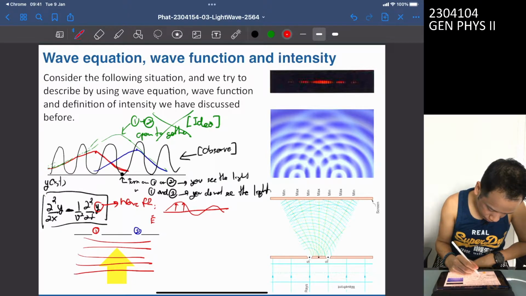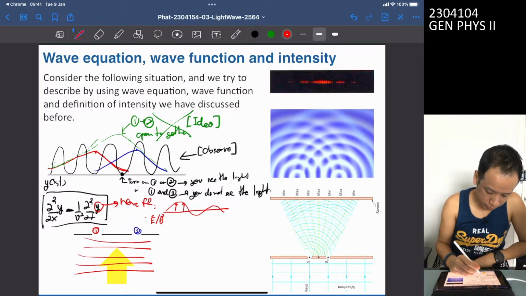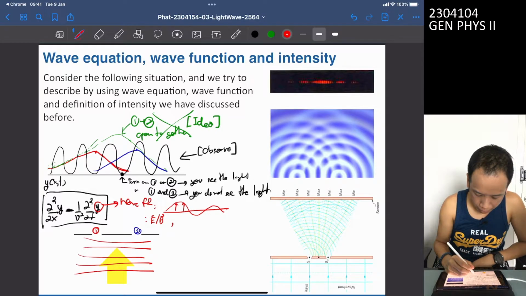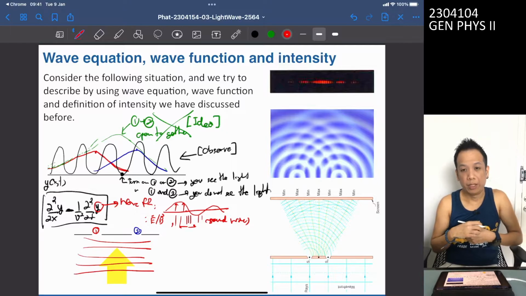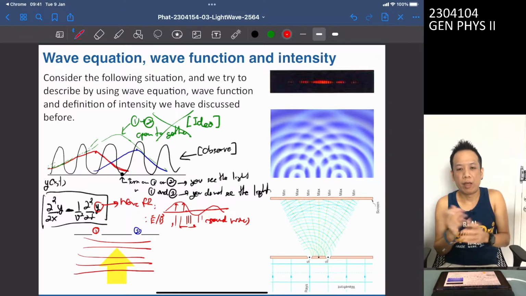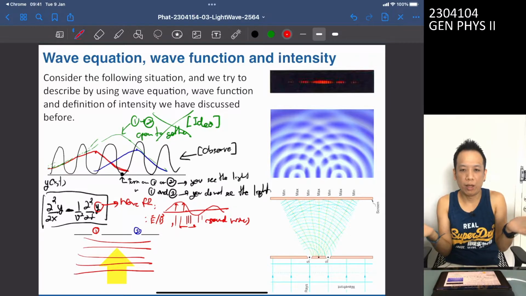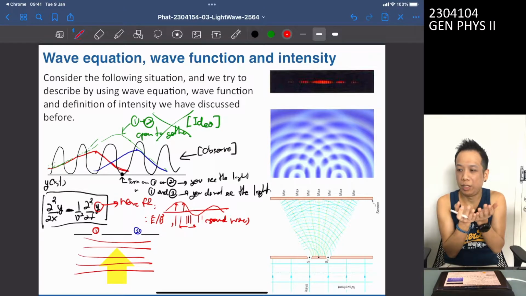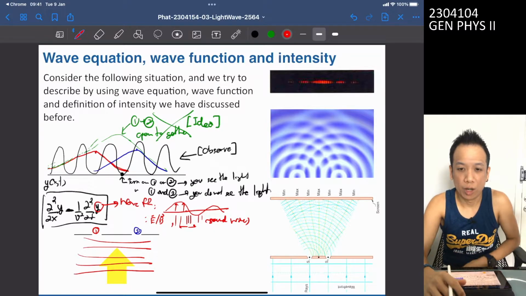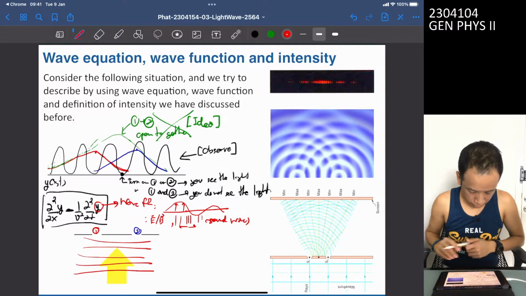It can be E or B. It can be the compression and decompression of a sound wave. So let's say it's the deviation from the equilibrium. When you have the wave, you disturb it, it starts to vibrate, and that's something off from the equilibrium. That's what we call the wave function, or the y in this case.